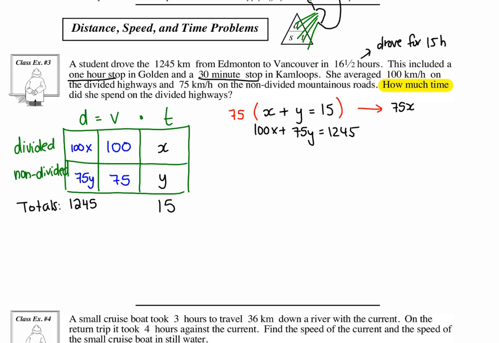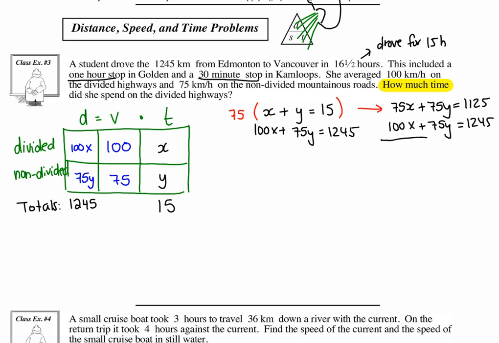75x, 75y. You need your help with this one. 75 times 10, so 750 plus 375, 1,075? 1125, not even close. Added wrong. Okay, and then 100x plus 75y equals 1245.